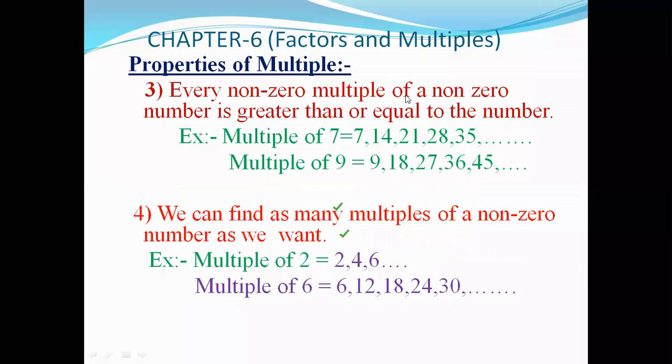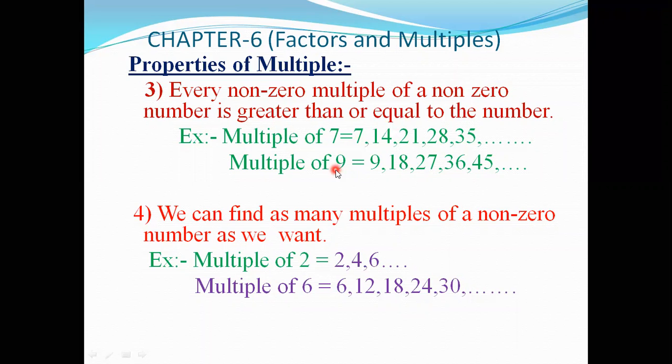Property 3: every non-zero multiple of a non-zero number is greater than or equal to the number. Multiples of 7 are 7, 14, 21, 28, 35. Multiples of 9 are 9, 18, 27, 36 and 45. According to this property, 14 is greater than 7, 21 is greater than 7, 28 is greater than 7, and 35 is greater than 7. But 7 itself is the only multiple which is equal to the number.